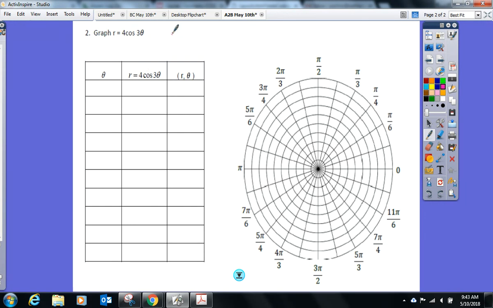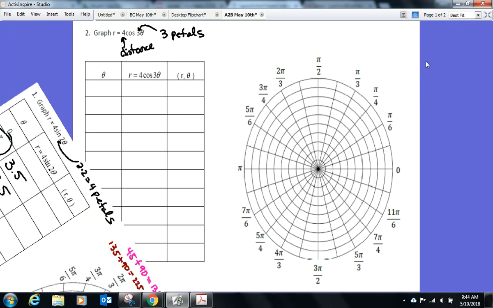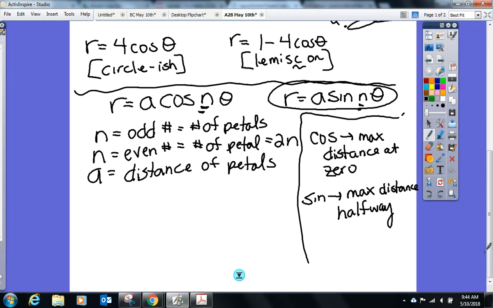How many petals? There's going to be 3 petals because this n is odd, and that's the number of petals. So 3 petals. What's going to be the distance again of each petal? 4. Yep. And now, do you see, is it sine or cosine? Cosine. So the max value of 4 is not going to be in the middle anymore. It's going to be right at 0. Let me just refresh your memory. If it's a cosine graph, the max distance is at 0. And I'll show you what I mean right now.